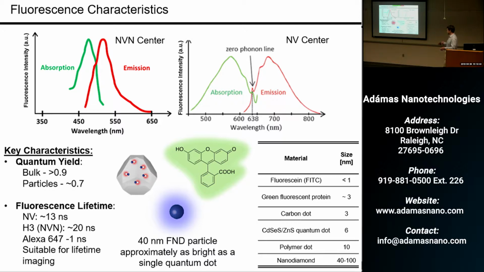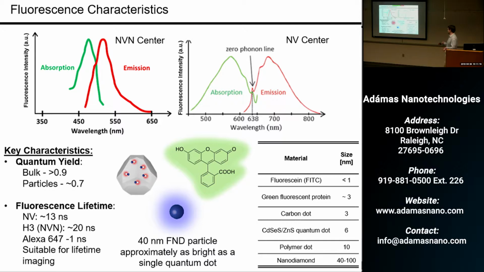And I wanted to give a brief comparison of the quantum yield to a very commonly used dye, Alexa 647, which is pretty much a workhorse dye in a lot of applications. So you can see the quantum yield for color centers in diamond is around 0.7. For Alexa 647, it's about 0.33. And the fluorescence lifetime is roughly an order of magnitude higher for color centers in diamond as compared to Alexa 647. So they're very suitable for these lifetime time-gated imaging applications.